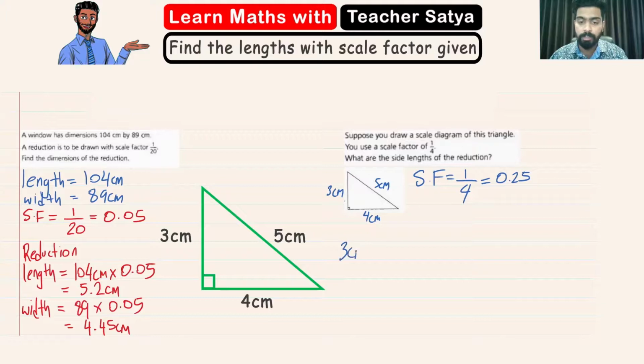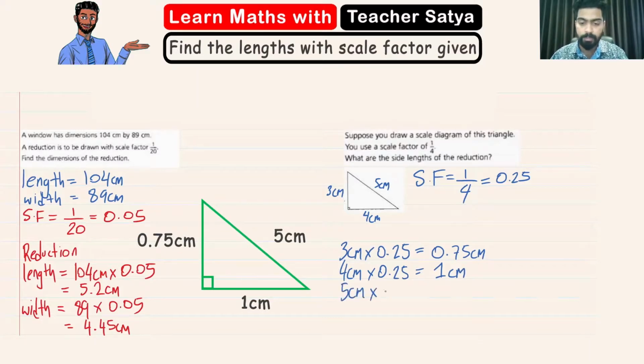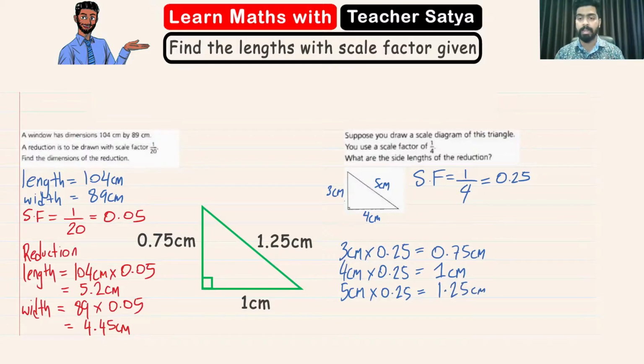So 3 cm times 0.25 would give us 0.75 cm. Right guys, now for the base of this triangle we have 4 cm times 0.25, which is equal to 1 centimeter. And finally for the hypotenuse we have 5 cm times 0.25, which is equal to 1.25 cm, right guys? So the side lengths of the reduction will be 0.75, 1 and 1.25 centimeters.